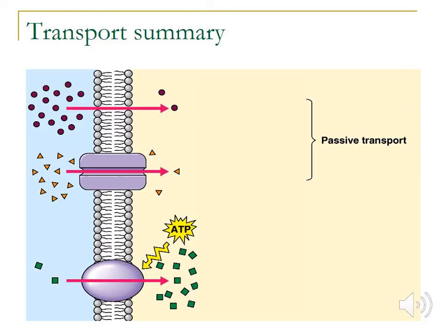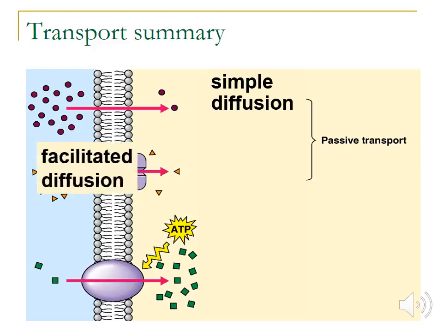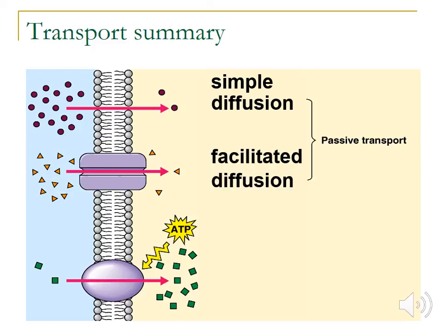Finally, here's a picture of all three types of transport on one picture. So our two types of passive transport are simple diffusion and facilitated diffusion. And there's our active transport requiring an input of ATP energy.